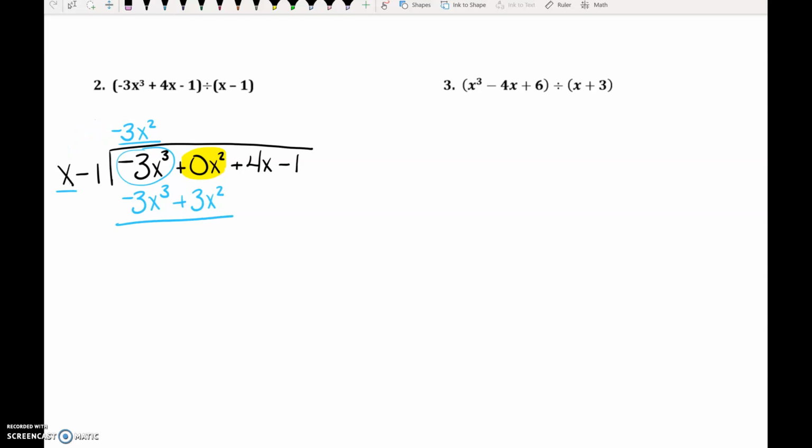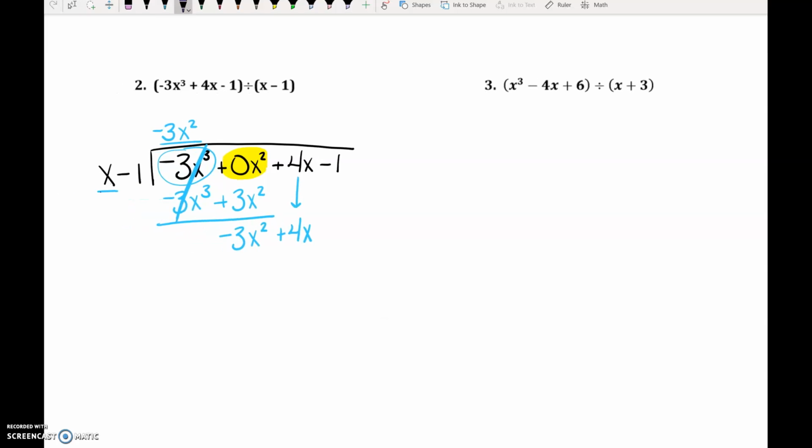Then you subtract. Negative 3x cubed minus negative 3x cubed, those will cancel each other out. If they don't cancel each other out, you did something wrong, go back and fix it. 0x squared minus 3x squared is negative 3x squared. Don't forget, both of these steps you have to be subtracting. Bring the next term down, and now we're ready to start the next cycle.